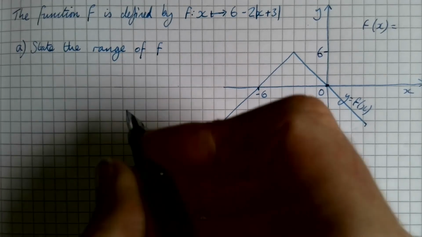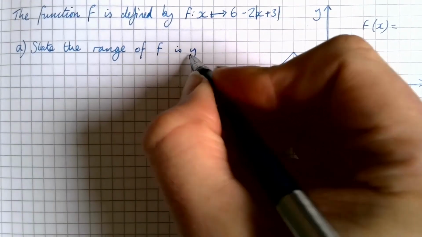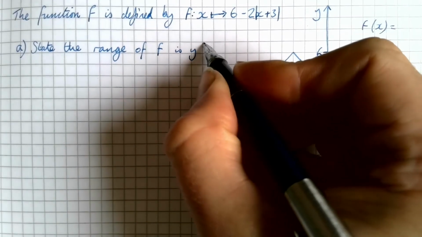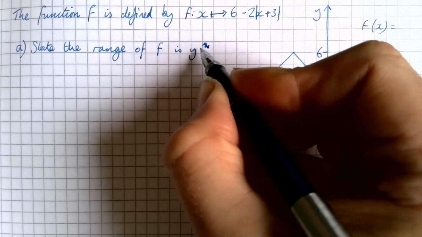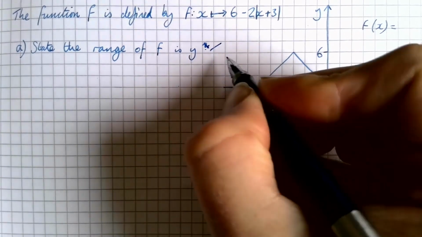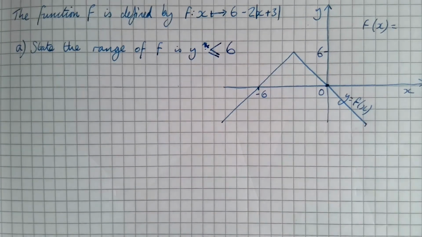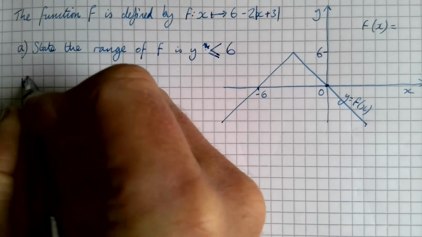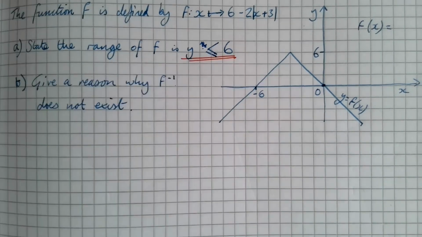So the range of f is going to be y is not bigger than, smaller than, or equal to 6. Okay, right, now part B wants to know, what does it want to know?